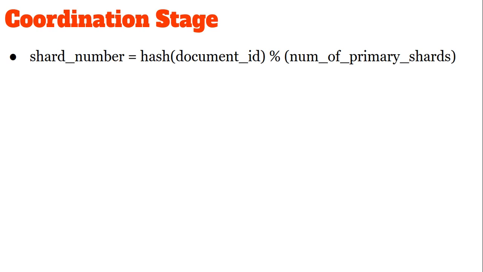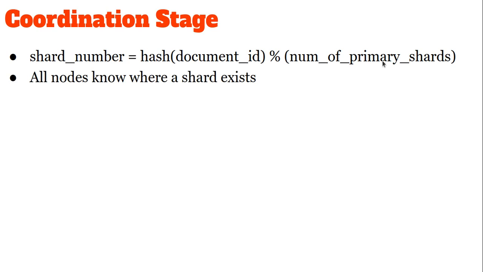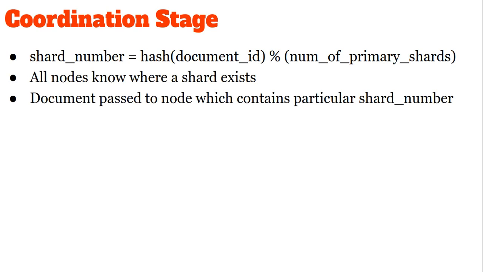Once the document ID is hashed, the hash is divided by the number of primary shards. So if we get a hash, say 1855, and we have a total of 10 primary shards, then this document will be sent for writing to shard number 5. All nodes know where a particular shard exists, and the document is passed to a node which contains that particular shard. So now we know that this document with this ID is to be written on this shard, and this write request and document will be passed to that particular shard.